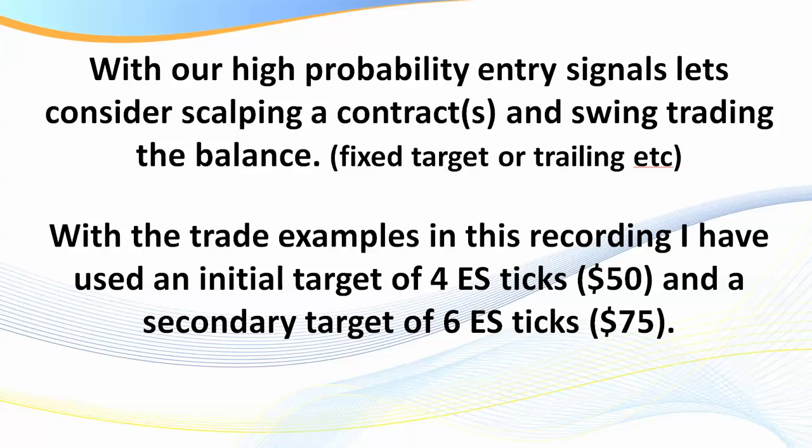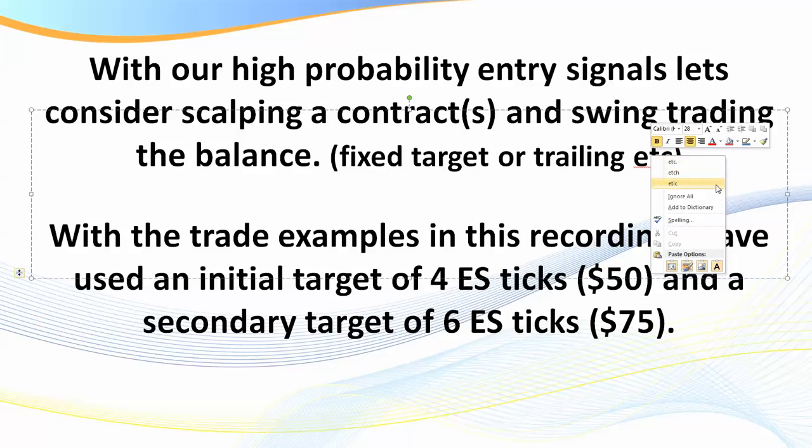A couple of other things I want you to think about here: with our high probability entry signals, let's consider scalping a contract, that is the first contract off at a set ratio, and in this particular case I was working on 4 ticks. The ideal one might be 5, but I use 4. And swing trading the balance, either for a fixed target or trailing your stop. So instead of getting 6 ticks, you may get 10, 12, 14 ticks.